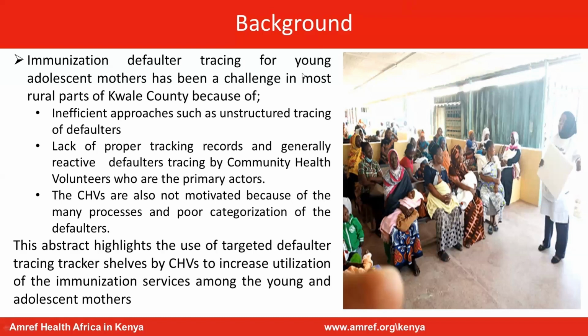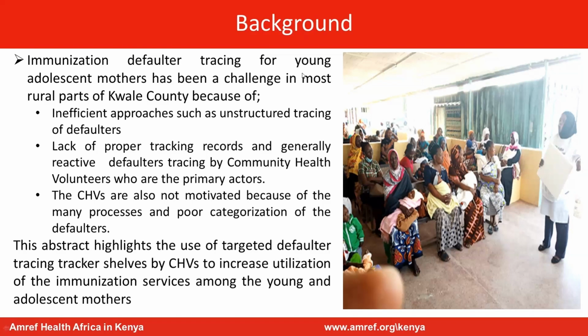Again, young or teenage mothers have competing priorities. They need time to work, time to go to college. Sometimes they manage their welfare and benefits. All these factors make it very difficult for their kids to get immunization. Then we have a lack of proper tracking records and generally reactive default tracing in the community, with community volunteers as our primary actors. In most communities in Kenya, we use community health volunteers to do default tracing for immunization. And because the tracking records are not structured, we end up missing the young mothers and the adolescents.